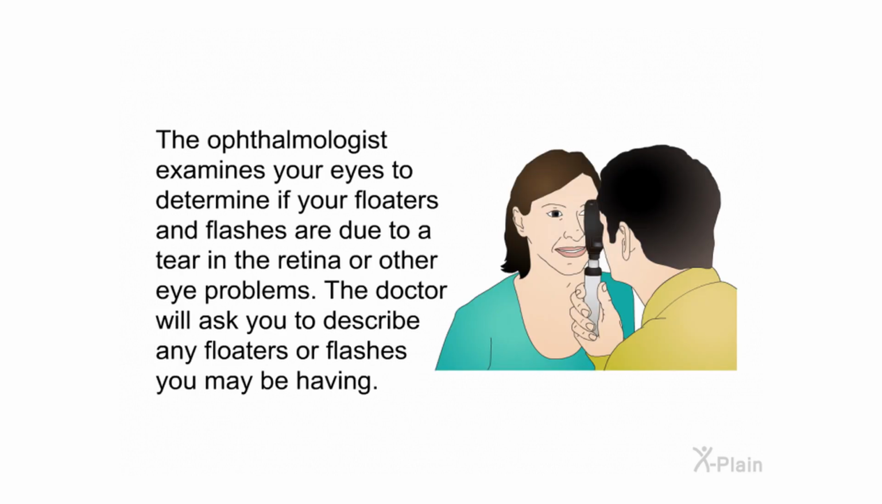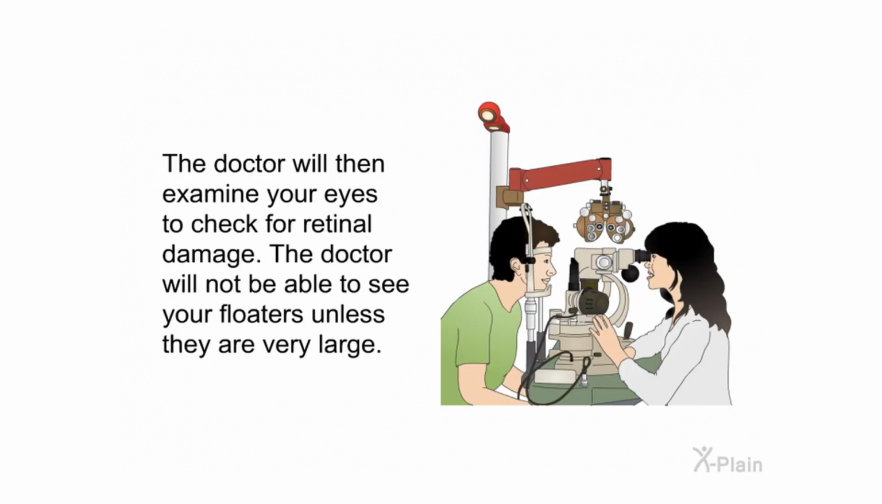The ophthalmologist examines your eyes to determine if your floaters and flashes are due to a tear in the retina or other eye problems. The doctor will ask you to describe any floaters or flashes you may be having. The doctor will then examine your eyes to check for retinal damage. The doctor will not be able to see your floaters unless they are very large.